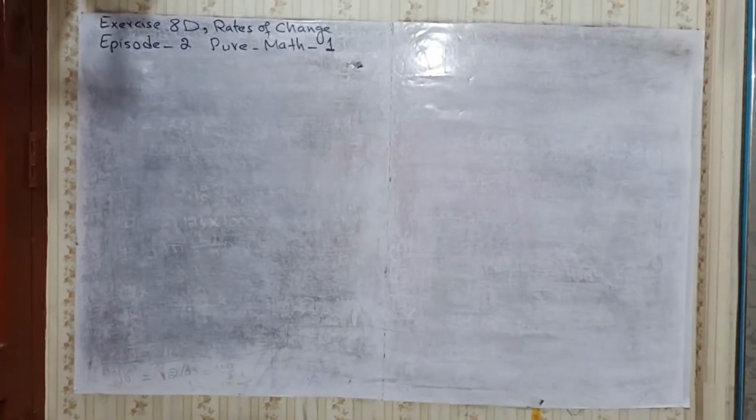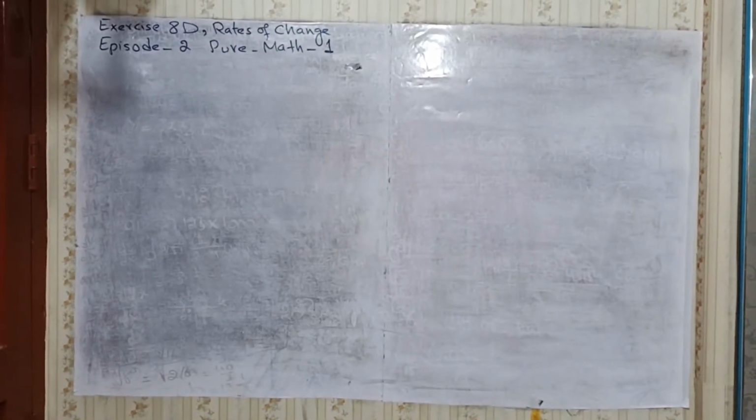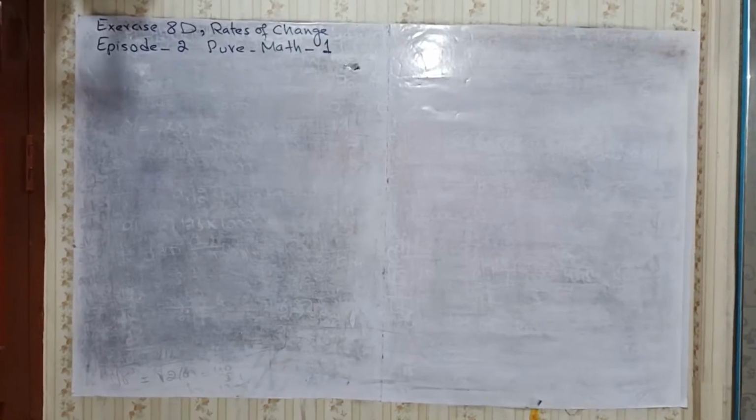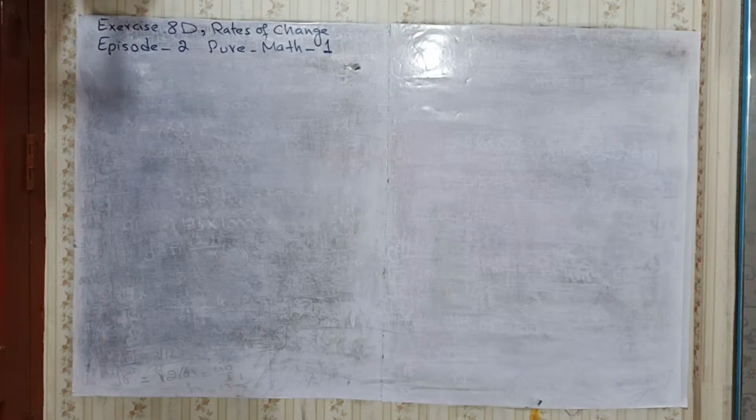Good evening, everybody. Today we are going to attempt exercise 8D. This is the second episode on this exercise. The topic of the exercise is rates of change. The chapter is further differentiation. We are solving the course book of Pure Maths 1, Cambridge AS A Levels Mathematics 9709. It's paper one, and this is our second episode on this.